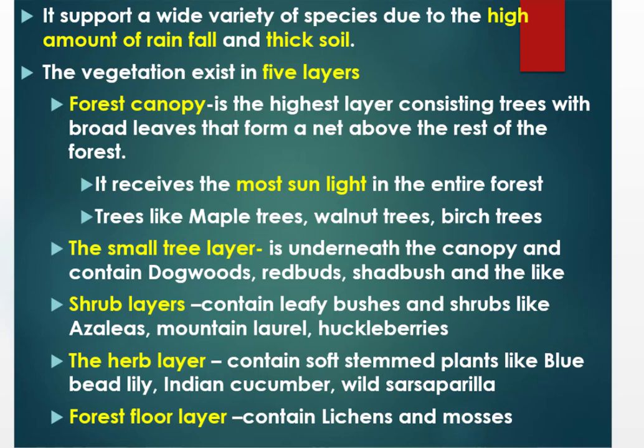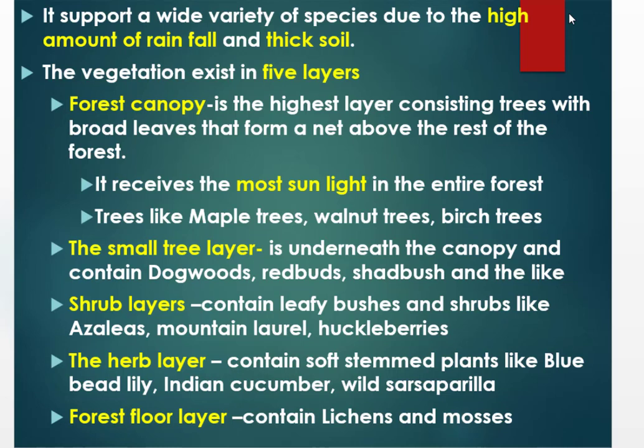In this case, these broad-leaved trees receive the highest amount of sunlight in the entire forest. Trees like maple trees, walnut trees, and beech trees are the most common trees in this canopy layer. The second layer is the small tree layer. This layer is underneath the canopy and contains dogwoods, redbuds, shadbush, and the like.